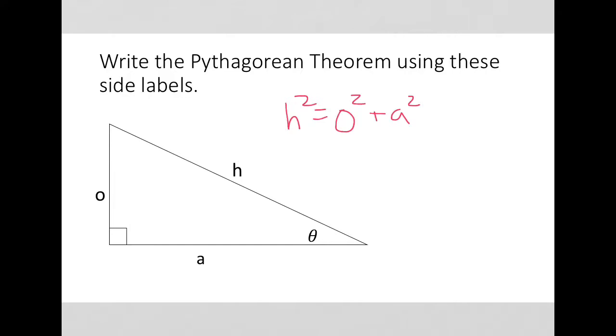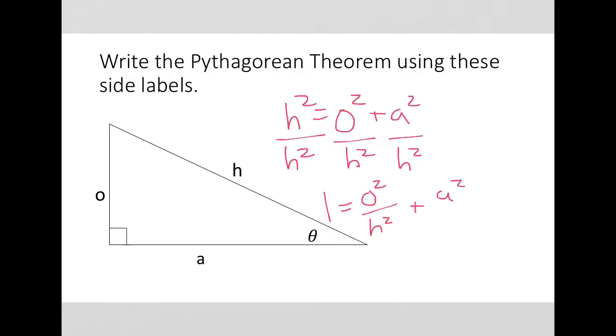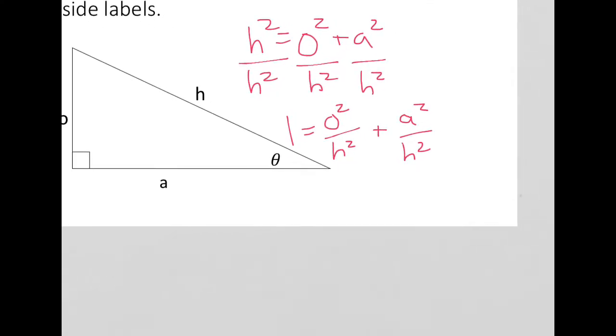Again, we want to find some way to apply this to a unit circle. So let's make the length of the hypotenuse 1. In order to do that, we need to divide everything by h squared. So we get h squared over h squared is 1 equals opposite squared over hypotenuse squared plus adjacent squared over hypotenuse squared. Well, if you know your rules of exponents, we can rewrite this as 1 equals opposite over hypotenuse quantity squared plus adjacent over hypotenuse quantity squared.